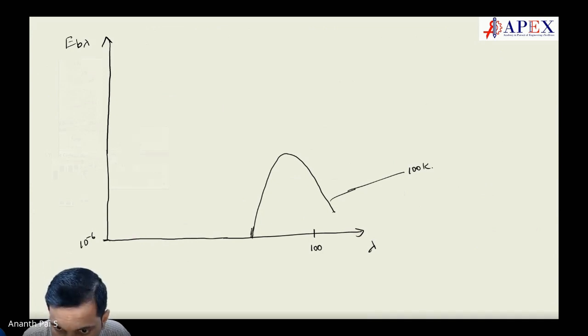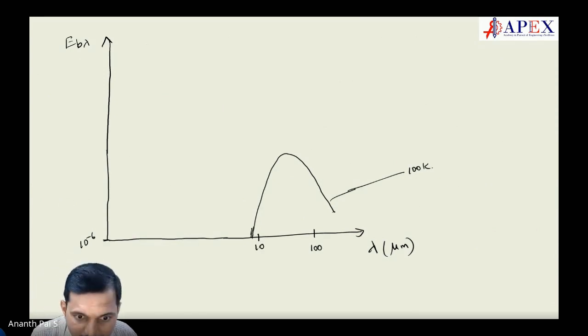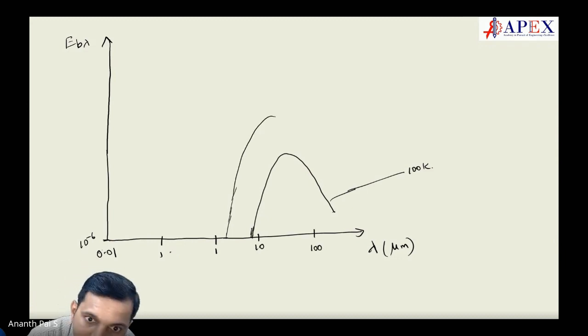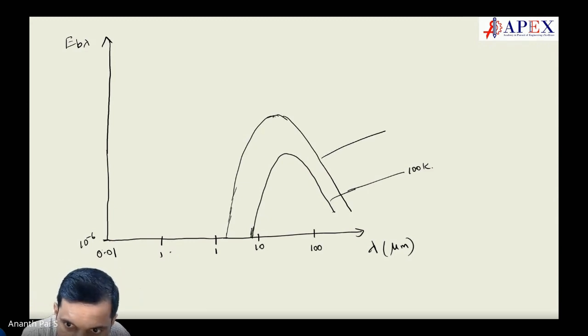The wavelength is in micrometer, and this is around 10 micrometer. If I make this 1 micrometer, then this is 0.1 micrometer, and this one 0.01 micrometer. Then as you increase the temperature, say to 300 Kelvin, it starts somewhere here. 300 Kelvin is our temperature, and it goes like this. If this is 100 Kelvin, this is 300 Kelvin.